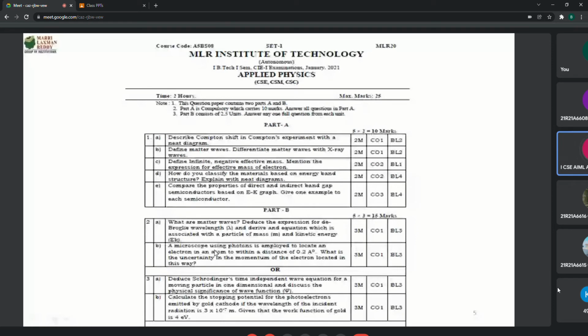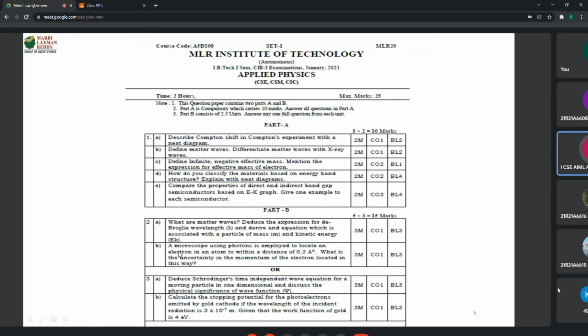That's all. This is nothing but a problem, the Heisenberg uncertainty problem. If you have solved this problem, you are going to get 3 marks here. 3 plus 3, how many marks? 6 marks you are going to get. 6 marks you are going to get here, if you have attempted 2A and B.